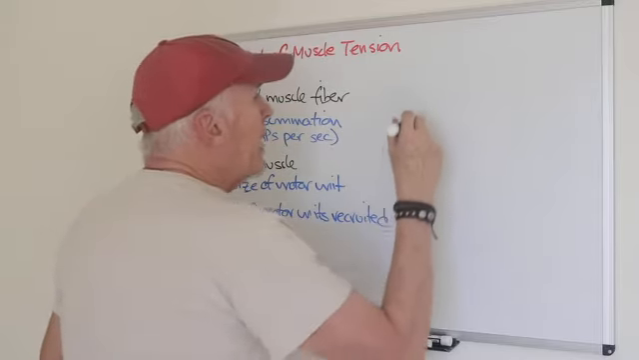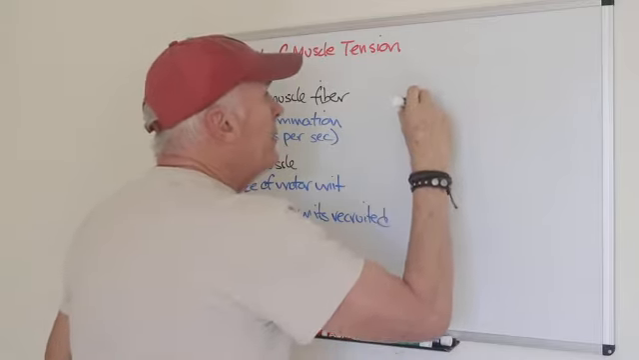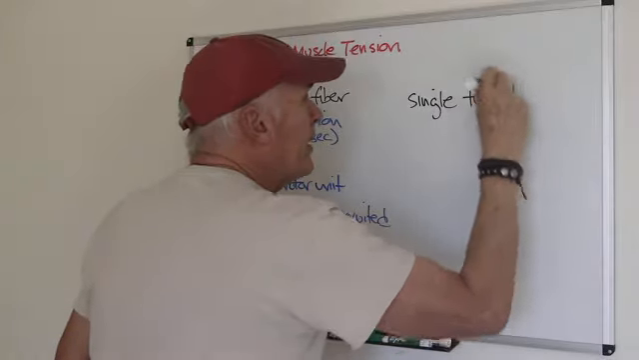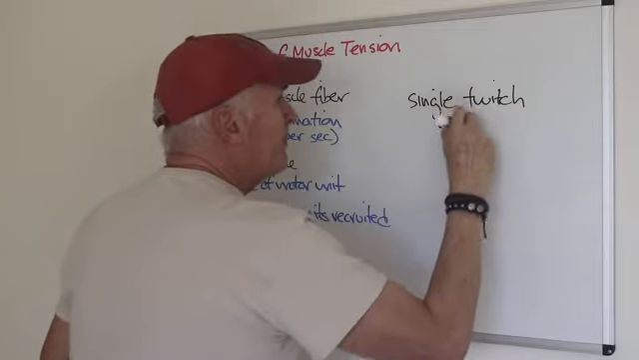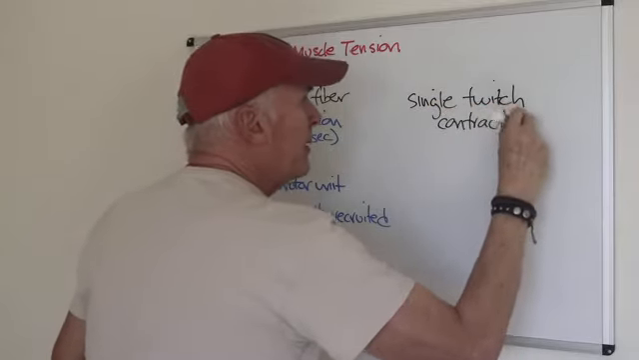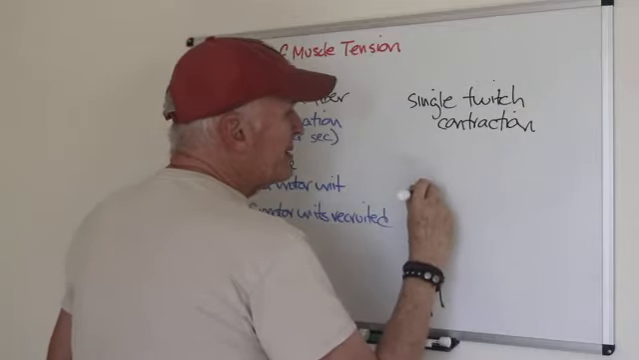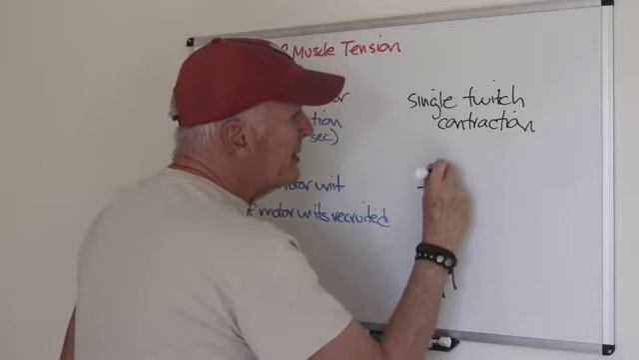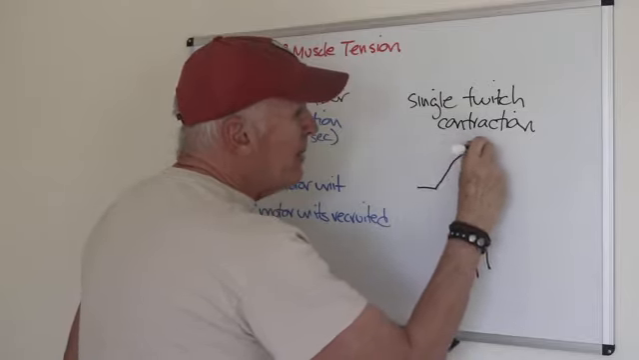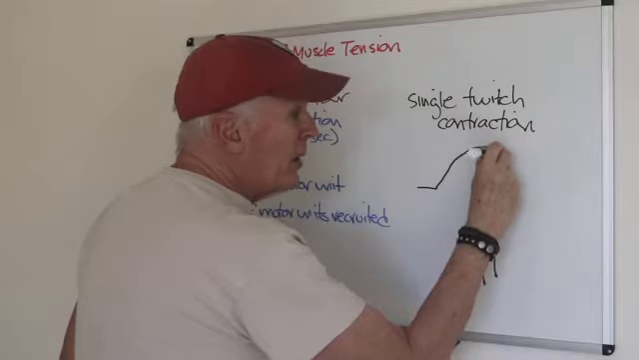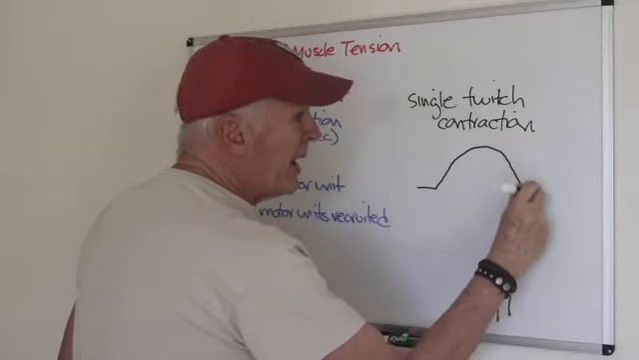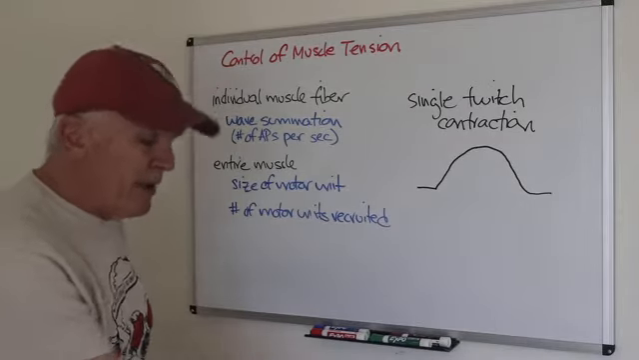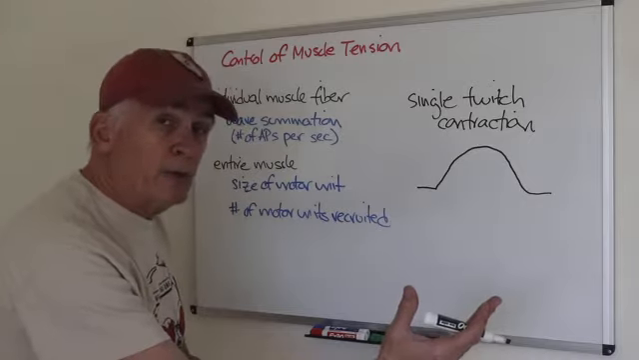So if we look at a graph, we can call this a single twitch. A single twitch of a muscle, all right? Single twitch contraction, sort of full name. If we graph it, it looks like this. There's a little delay while all that stuff happens. Then we start to generate some force as myosin binds to actin. Then we get a maximum amount of force, and then as the myosin starts to let go, the muscle relaxes and we go back to the resting state again. That's a single twitch contraction. That's what happens from the time that a muscle contracts until it stops contracting, okay?